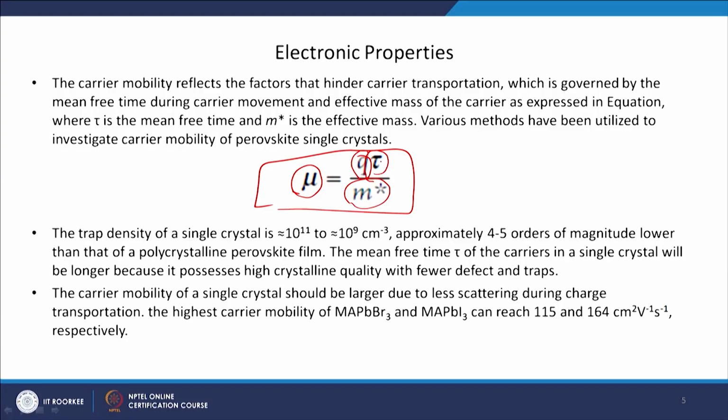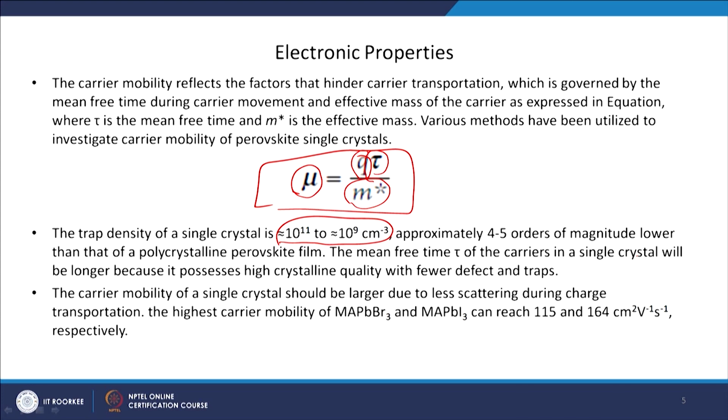The trap density of a single crystal is 10 to the power 9 to 10 to the power 11 per centimeter cube, approximately 4 to 5 orders of magnitude lower than that of a polycrystalline perovskite film. So, consequently, the mean free time tau of the carriers in a single crystal will be longer because it possesses high crystalline quality with fewer defects and trap states.